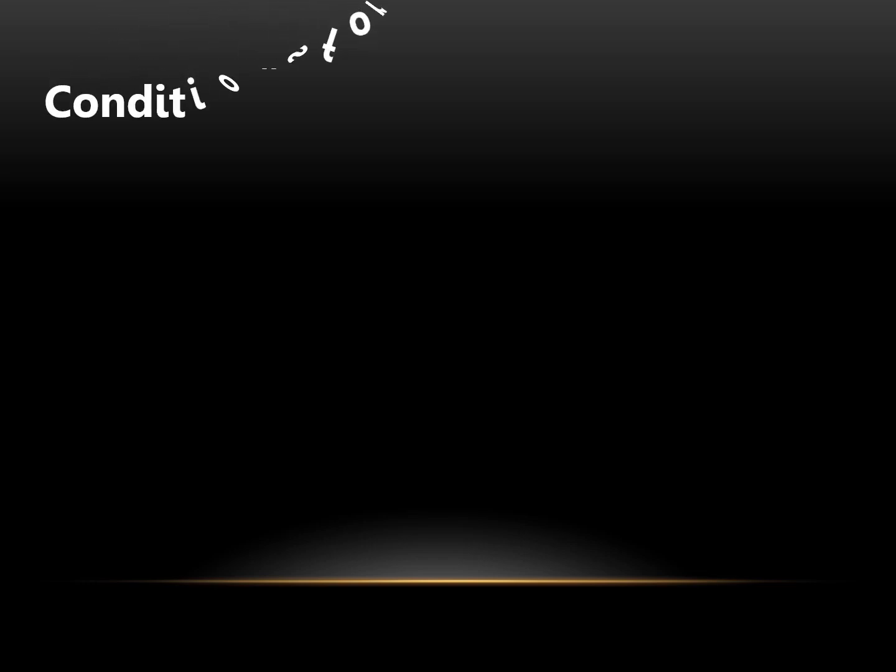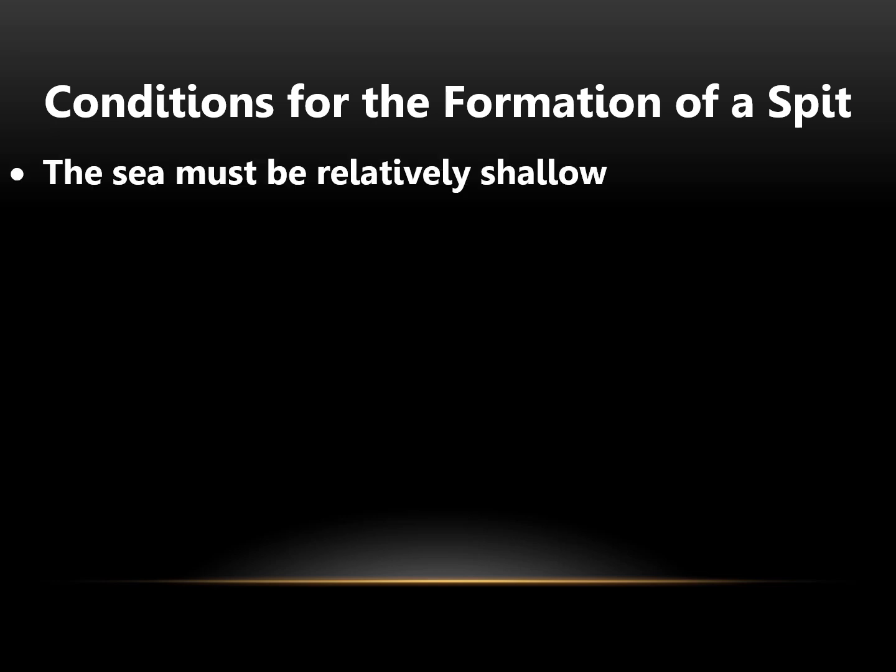Now, in order for the spits to be formed, certain conditions must be met. For example, the sea must be relatively shallow. Shallow waters are required for spits to be formed because the materials can easily be deposited and accumulated. In deep water, tides will remove the materials so they won't get any chance at all to be deposited, let alone built up to create the spits. So the water must be shallow enough for that to happen.